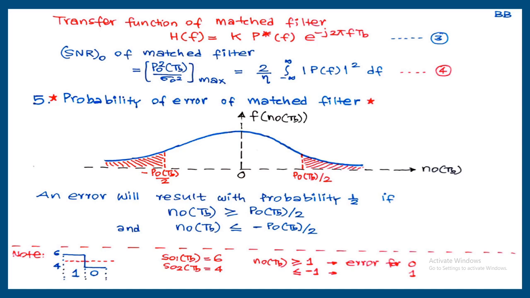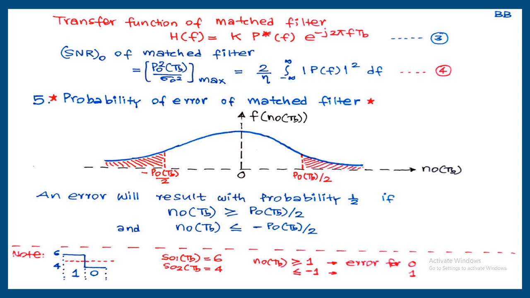That is why, if the noise is greater than or equal to 1 volt, error can occur with only half probability. Error will occur only for 0. Error won't occur for 1. Similarly, if the noise is less than or equal to (S02(Tb) minus S01(Tb))/2, that is (4 minus 6)/2, 4 minus 6 is equal to minus 2, and minus 2 divided by 2 is equal to minus 1. If the noise is less than or equal to minus 1 volt and it is added to 6 volts, then error will occur. But if it is added to 4 volts, there is no error.